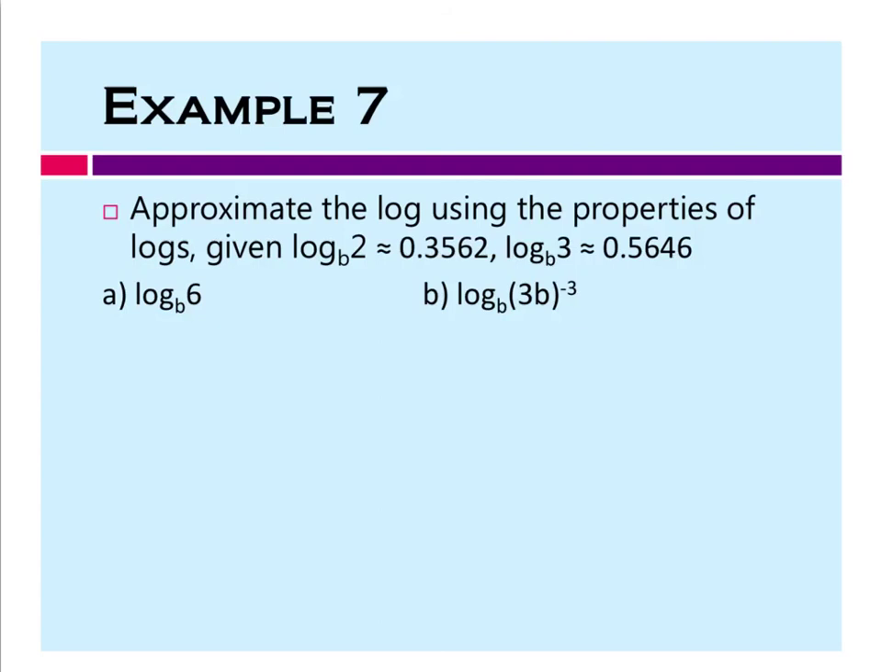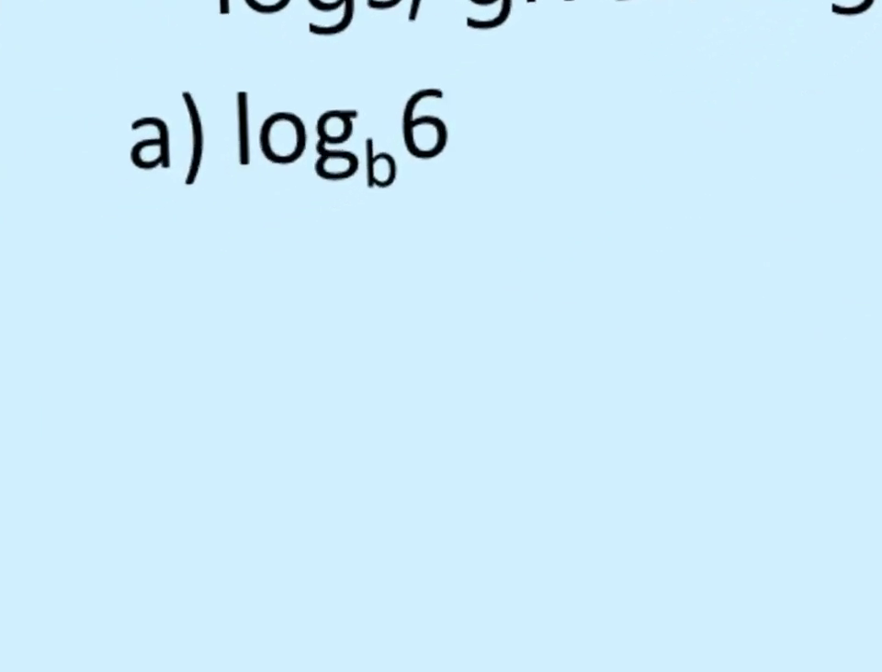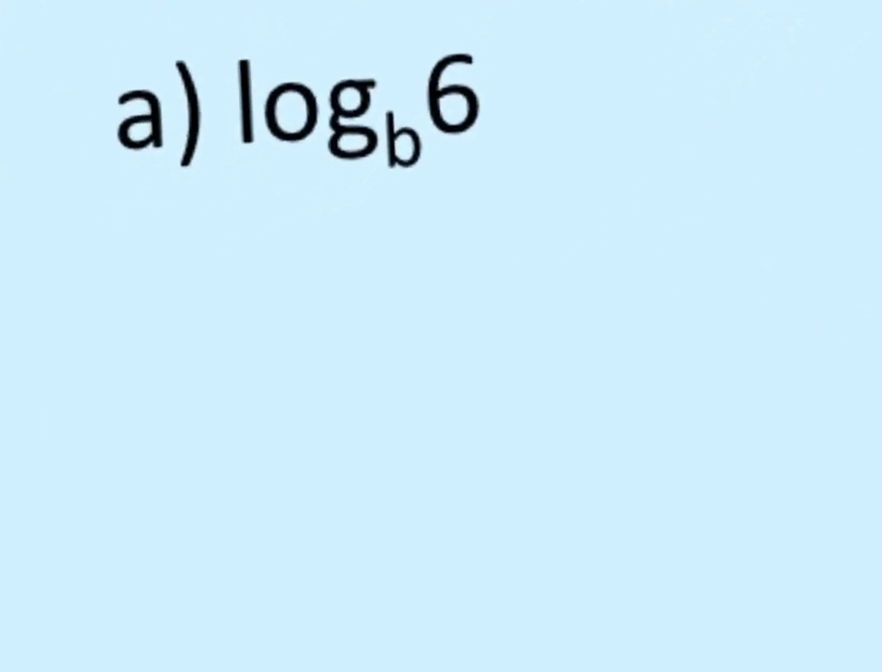Alright, last example, guys. Approximate the log using the properties of logs given. Log base b of 2 is approximately 0.3562, and log base b of 3 is approximately 0.5646. So without using a calculator, I'm going to think of how can I get 6 to mirror the stuff that they gave me in the given.